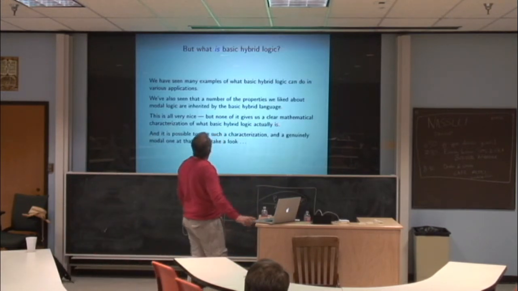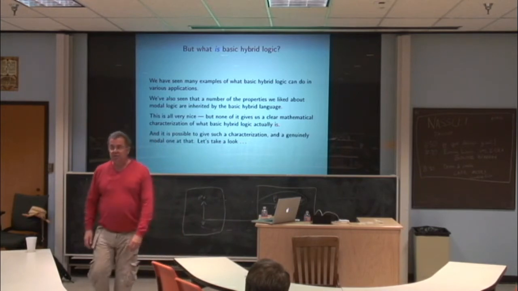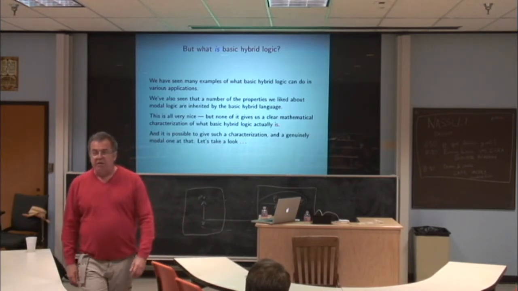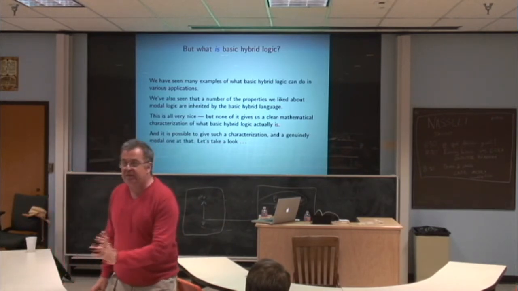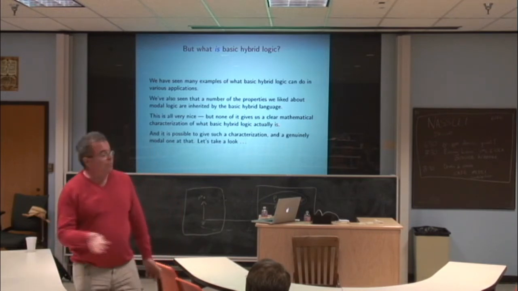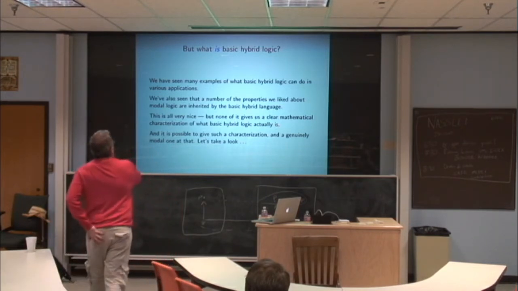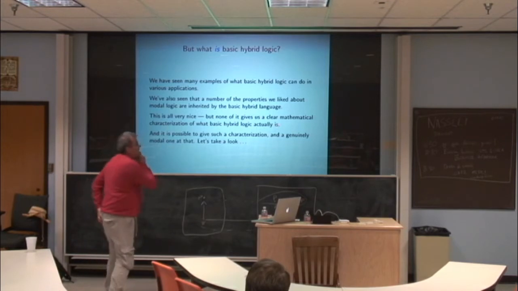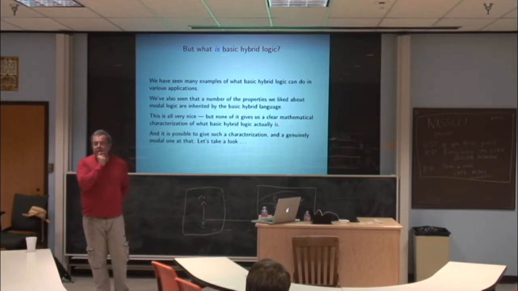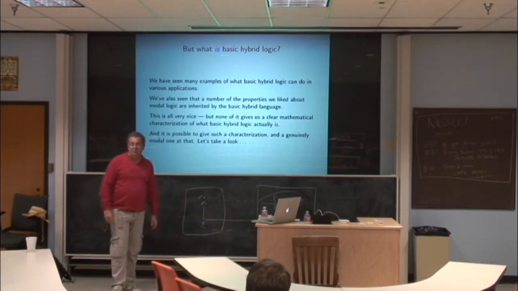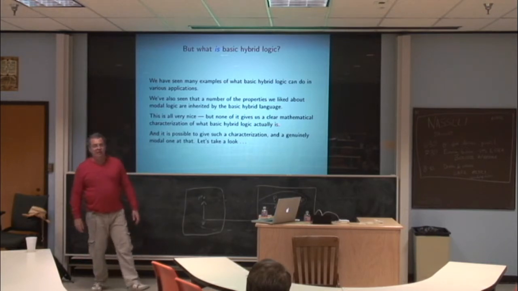I want to ask a more basic question. I've given you examples, and tomorrow I'm going to be telling you more about what we can do with it. But what is basic hybrid logic? And I hope some of you can predict the answer, and if you are thinking what it is, you're right. But let me just spell it out.